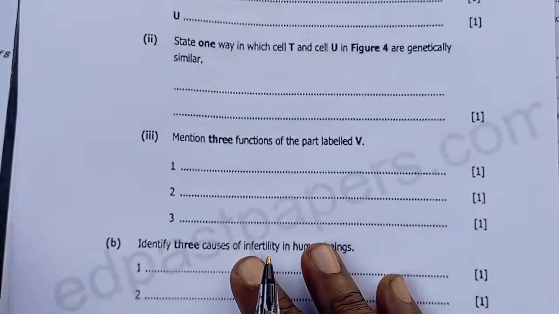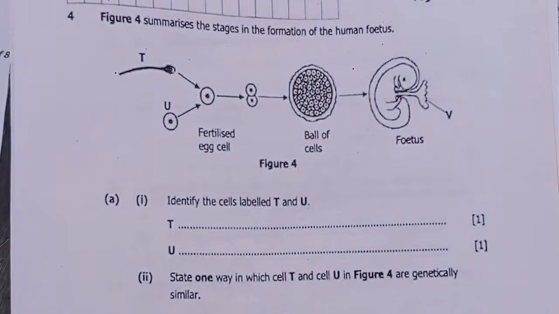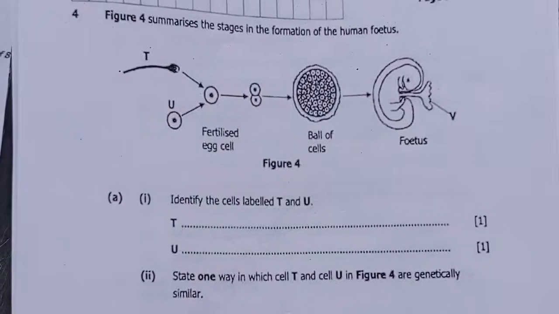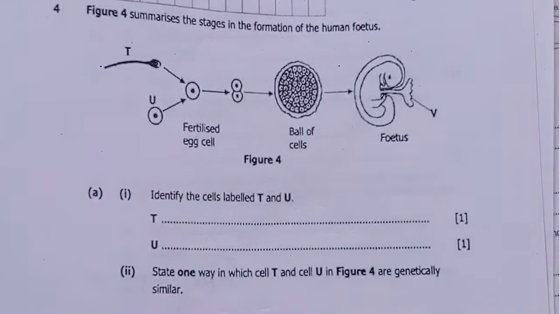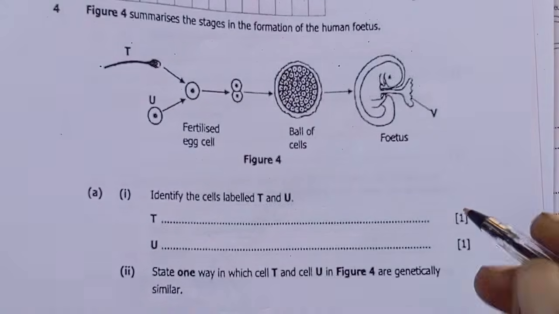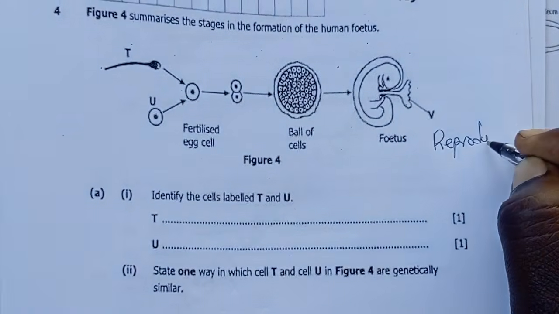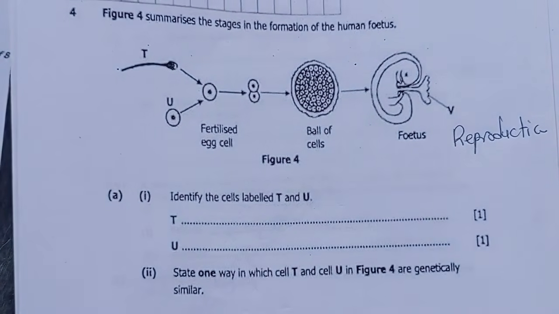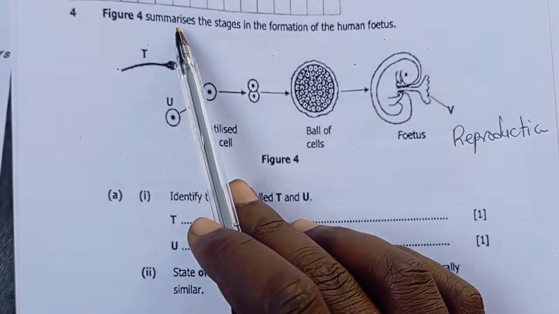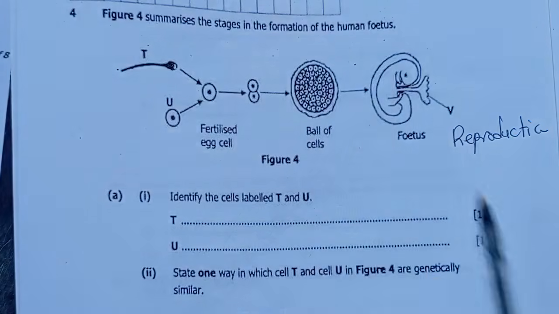Let us proceed and look at this particular question that is here. Question number 4. This is the biology that you are going to write. And you discover in section A, you are going to find 5 questions. And so we move now to question number 4. This topic, in simple words, we are talking about reproduction. So meaning that you need to study through this particular topic called reproduction. It is saying figure 4 summarizes the stages in the formation of the human fetus.